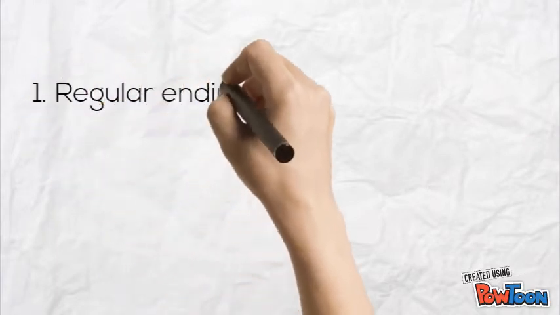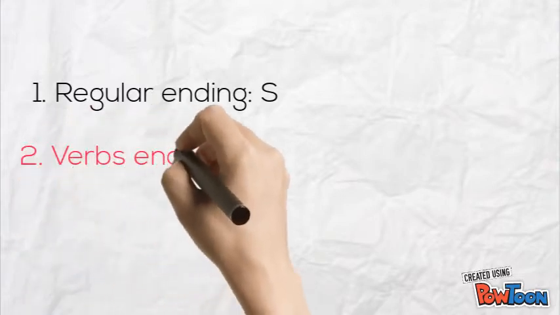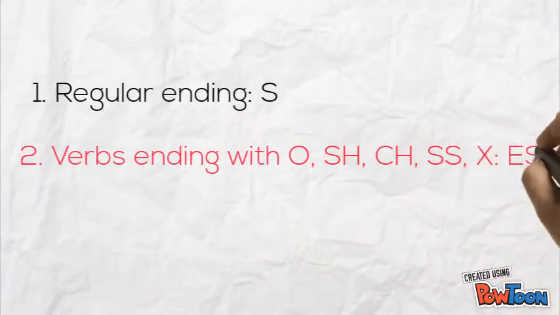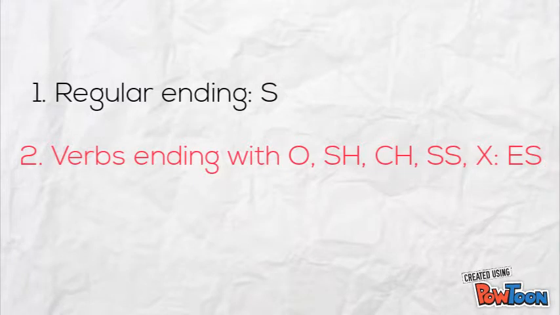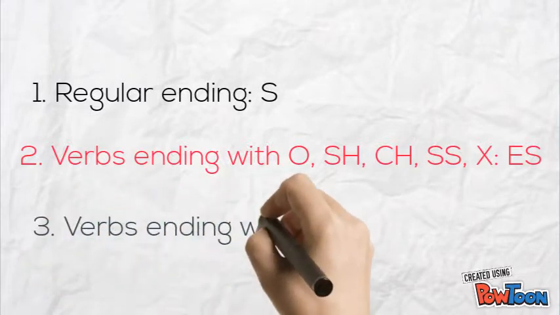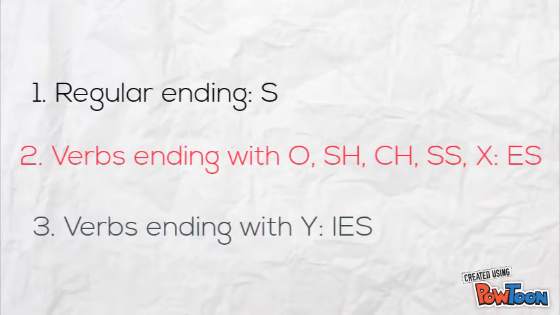So the first option that you have is the regular ending. You just add the s at the end of the verb. The second option that you have is verbs ending with o, sh, ch, ss, or x. You just add es at the end of the verb. And the last option is with verbs ending with y. You just add an ies at the end of the verb. But let's see it more closely.